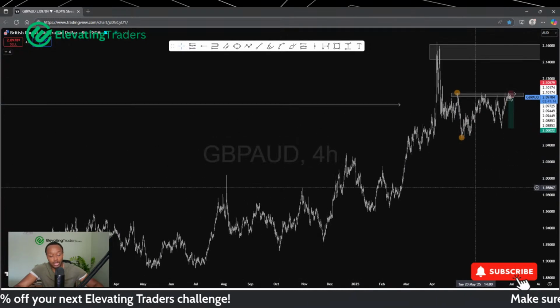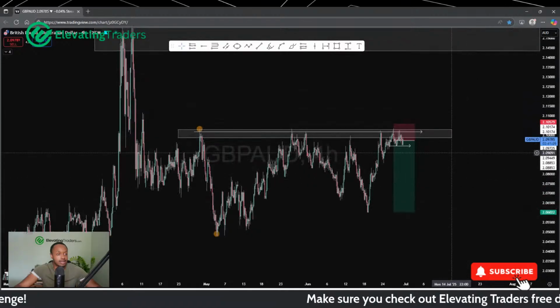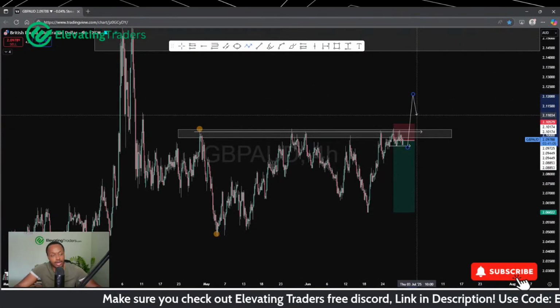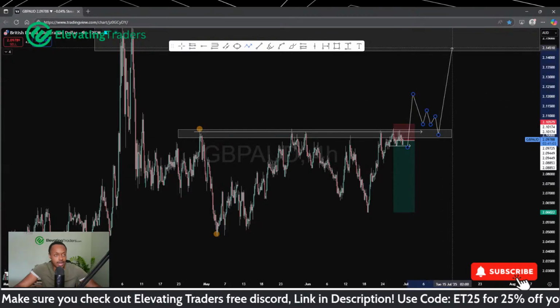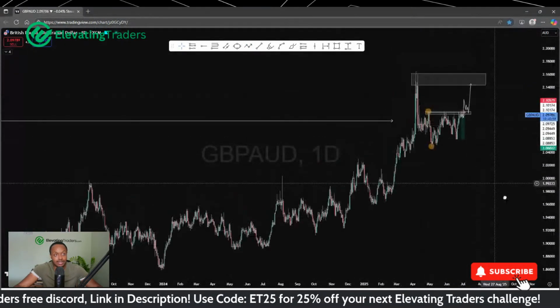If this trend is going to break higher, then what I do want to see is a convincing break above resistance here. And then yes, I would be bullish after that for pound Aussie, because at that point, it simply does look like the trend on the daily chart is just likely to continue.